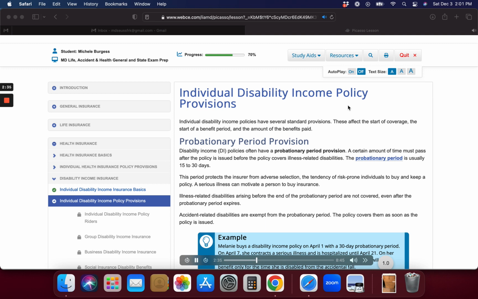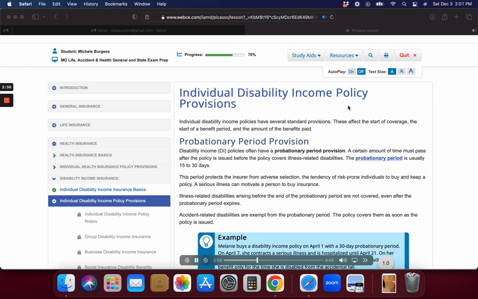The shorter the policy's elimination period is, the higher the premium. An applicant who wants to minimize premiums should choose a longer elimination period. Key point: the elimination period must pass before disability benefits begin. It arises every time the insured files a claim for disability benefits.